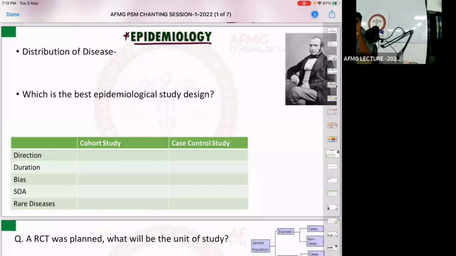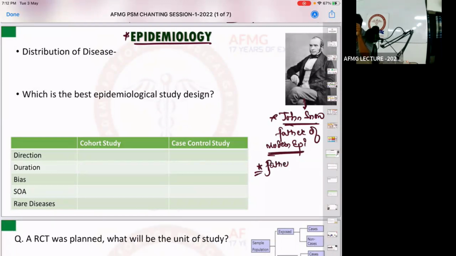And the father of epidemiology was John Snow. Father of modern epidemiology also. Father of public health? John Snow worked on which disease? Cholera. And therefore the father of public health is John Snow. Father of medicine is Hippocrates.